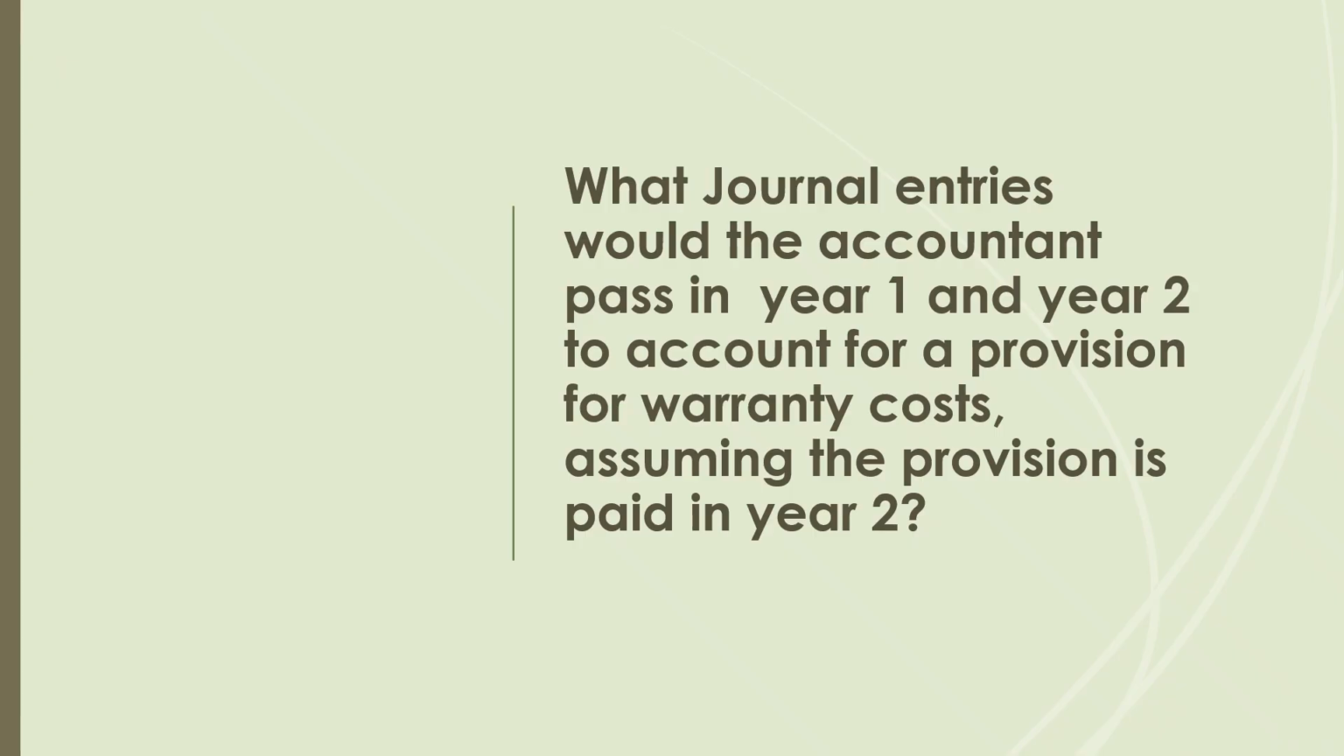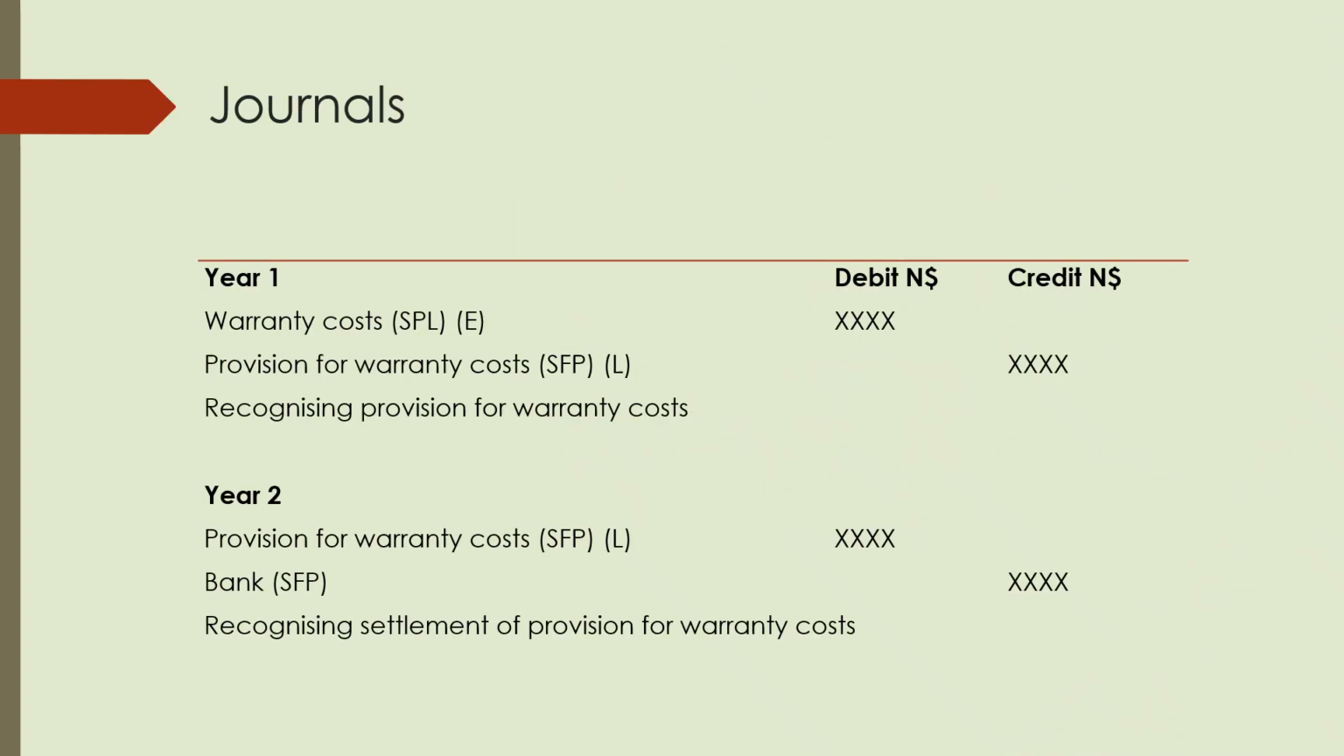What journal entries would the accountant pass in year 1 and year 2 to account for a provision for warranty costs, assuming the provision is paid in year 2? Year 1, the accountant would debit the warranty cost expense, which would affect our statement of profit or loss, thereby reducing the profit for the year in year 1. And then they would credit the provision for warranty costs, which is a liability which affects our statement of financial position.